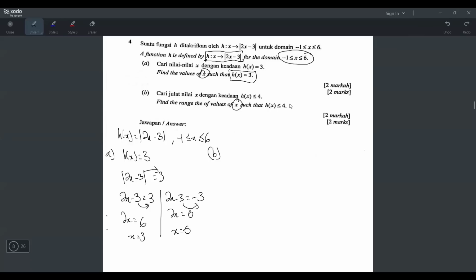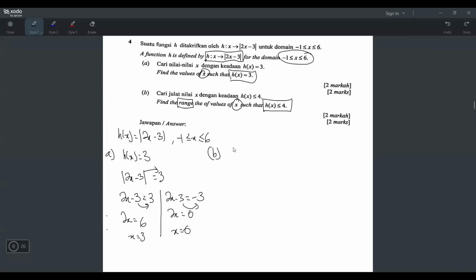Find the range of values of x such that h(x) is smaller or equals 4. You do the same thing like just now, but this time it's not an equation, it's an inequality. And when it's an inequality, you can't find the values, you can only find the range. So when they say find the range, it means later your answer also has this symbol, the smaller or bigger sign.